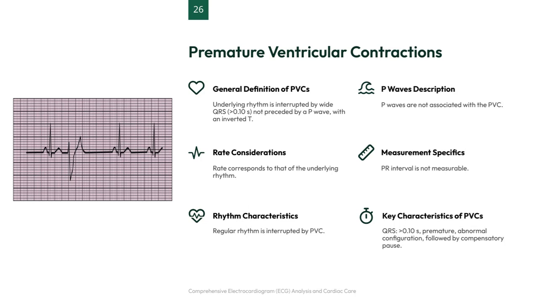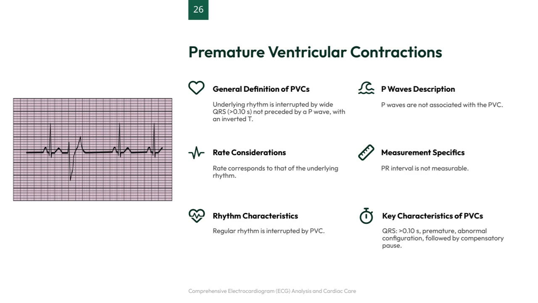Premature ventricular contractions, or PVCs, occur when the normal heart rhythm is interrupted by an early beat originating in the ventricles. You'll notice that the QRS complex during a PVC is wider than usual, greater than 0.1 seconds, and it's not preceded by a P wave. Additionally, the T wave following this wide QRS is inverted. Even though the PVC interrupts the rhythm, the overall heart rate still corresponds to the underlying rhythm, meaning the PVC doesn't change the rate, just the timing of individual beats.